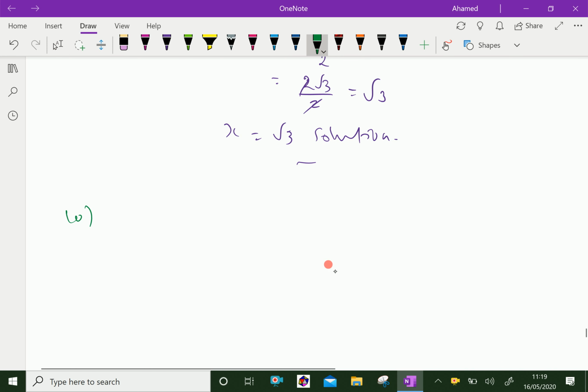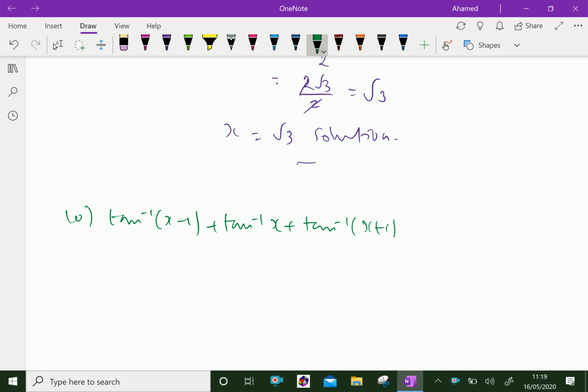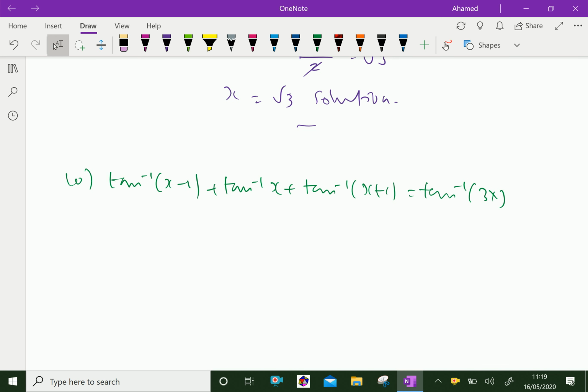Tan inverse of x minus 1 plus tan inverse x plus tan inverse of x plus 1 equal to tan inverse 3x. We have to find the number of solutions here.